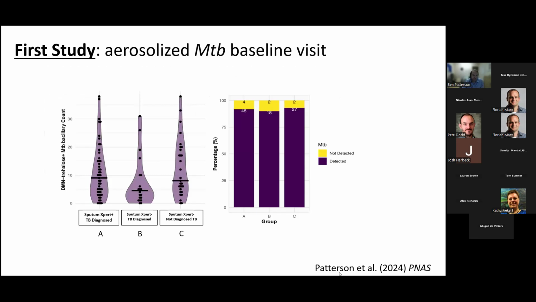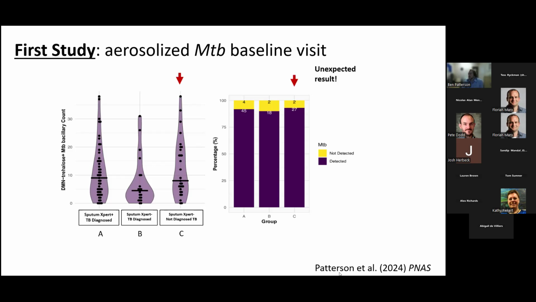So these are the results. The image on the left are quantitative counts. So again, group A, expert positive sputum, TB diagnosed. Group B, expert negative, but TB diagnosed. And group C, not diagnosed with TB. And then expressed as a binary on the right, you can see that in all three groups, we had somewhere between 90 and 95 percent and no real difference between them.